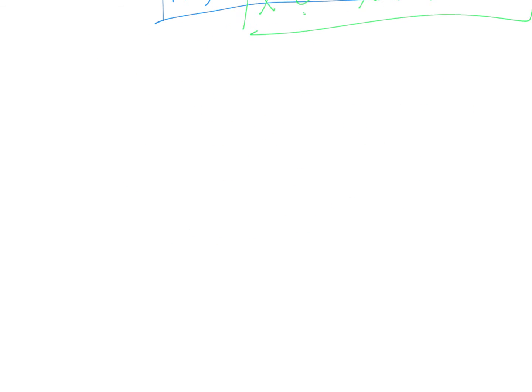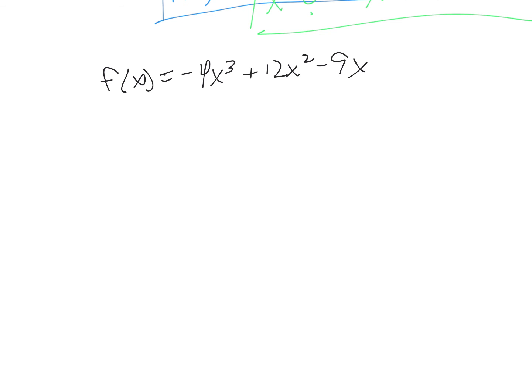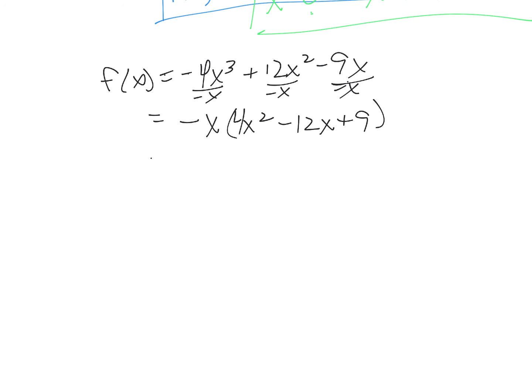Okay, let's look at another one. Let's look at number 8. So we have f of x equals negative 4x to the power of 3 plus 12x squared minus 9x. So my greatest common factor is a negative x, because remember we can't have a negative in the first term. So this becomes 4x squared minus 12x plus 9.